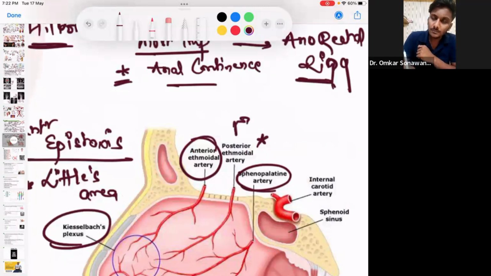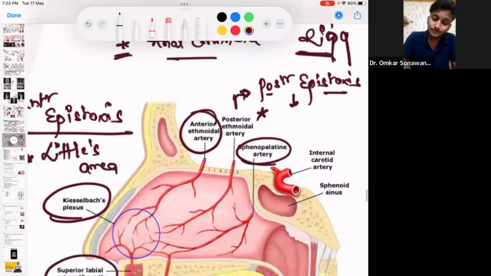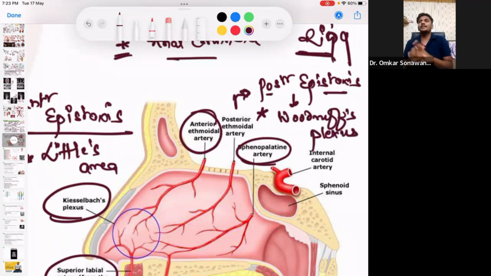Posterior ethmoidal artery will cause posterior epistaxis. Posterior epistaxis is due to damage to which plexus? Anybody? Posterior epistaxis is due to damage to the Woodruff's plexus. कोई दिक्कत नहीं है, याद रख लो, important, ठीक है?